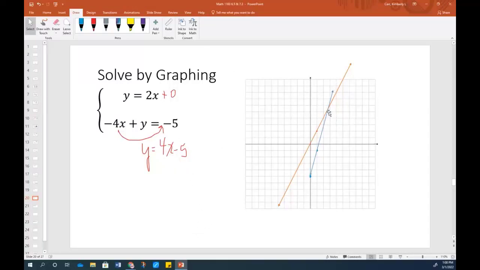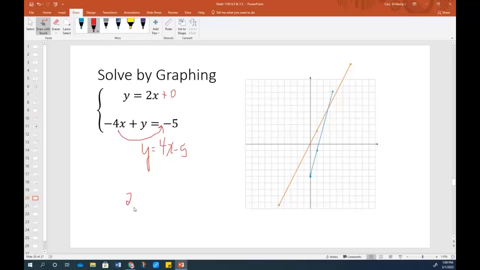So what you can see here is even with me trying to be very precise, where is that solution? It looks like it's about halfway, but is it about halfway? Or is one of those lines wrong? Okay, so this is where checking is really important. You have to just kind of look at it. This is why we don't like graphing very much. This looks like it's about 2.5 over.